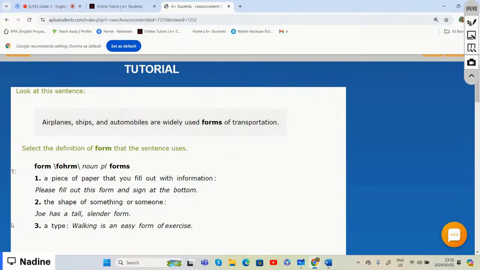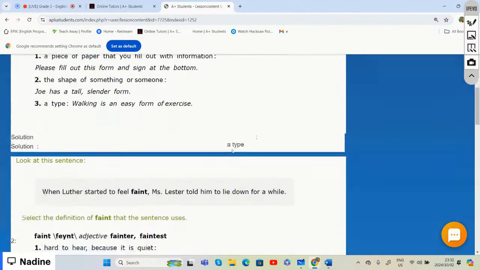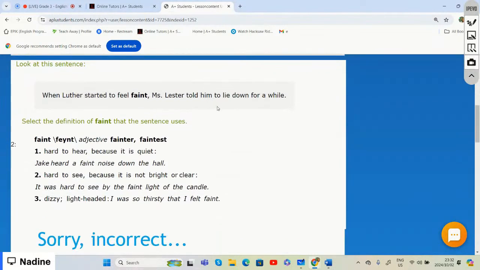All right. So if we say airplanes, ships, and automobiles are widely used forms of transportation, then we can say it is option two. Something that is a shape or form of something. All right, let's look at the next one.